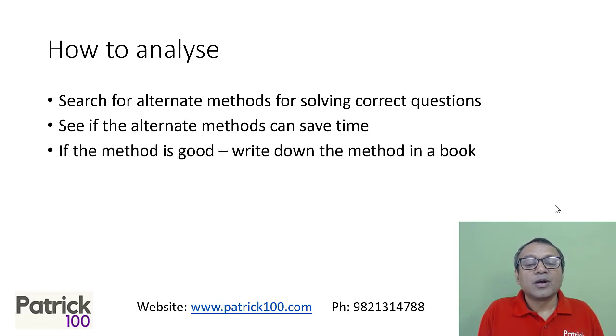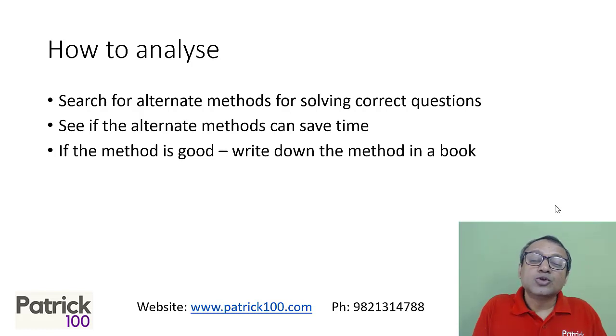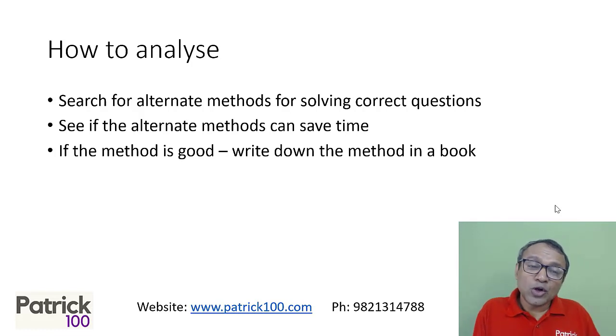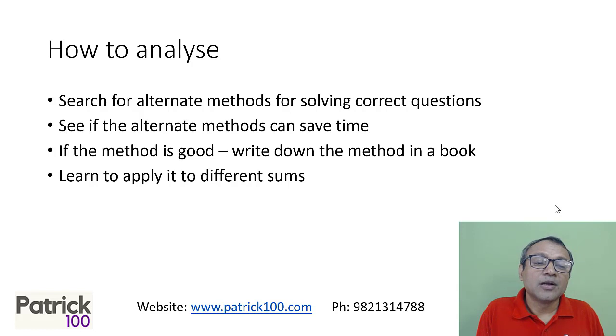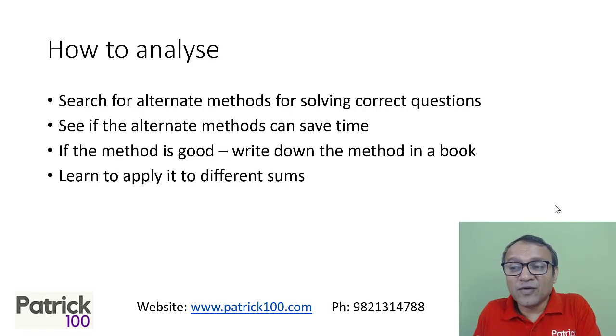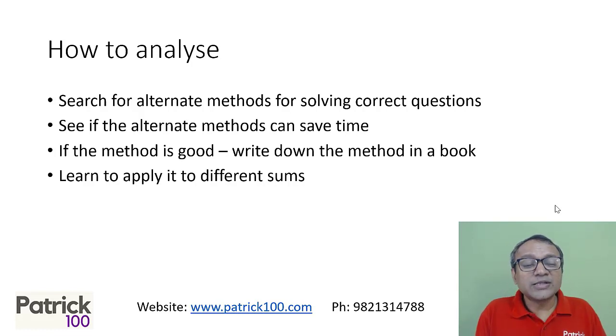Key: if you find a method good, then write it in a book. Make a separate book for the methods. I think a method book is more important than a formula book. Write the method and note which question number you applied it to, so that tomorrow if you want to see the application, you can go back to the question and check it. Once you know the method, learn to apply it to different kinds of sums. Take similar sums and see how you can apply this method. The moment you start applying it to different sums, you automatically reinforce it and become better at it.